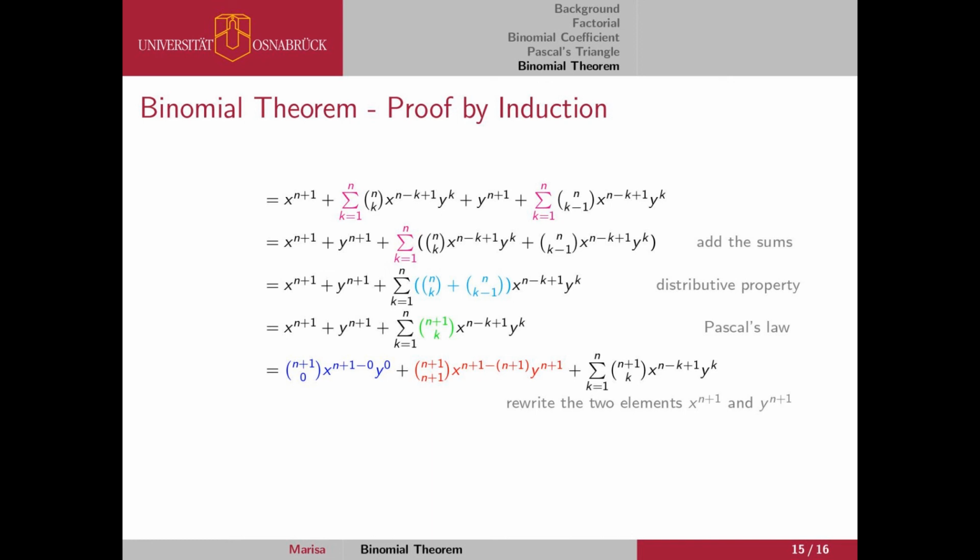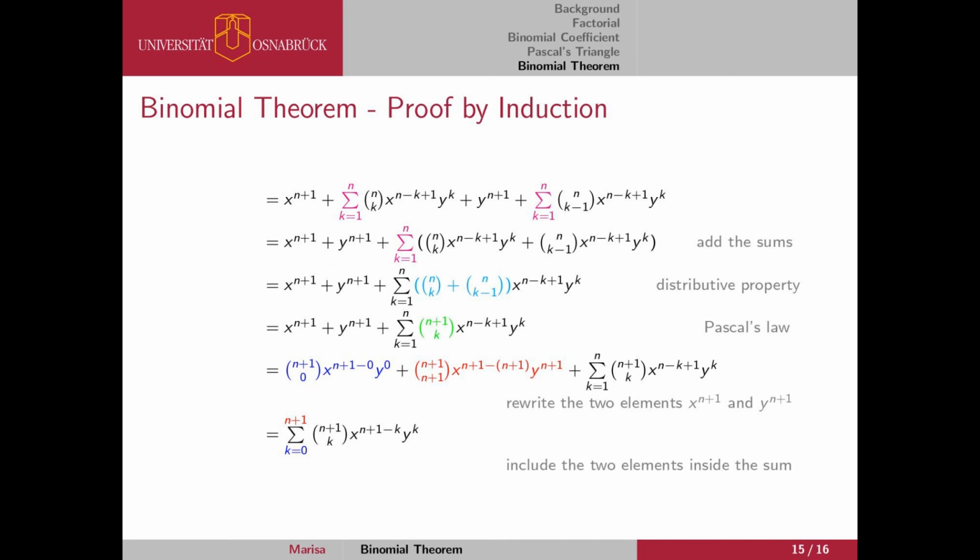And for y to the power of n plus 1, we do the same. We rewrite this as n plus 1 over n plus 1 times x to the power of n plus 1 minus n plus 1 in brackets times y to the power of n plus 1. And this is still exactly the same as y to the power of n plus 1, which it was before, just that it's written in a different way. And by now you should already see that this looks quite a lot like the sum that we have behind, and that these elements somehow can go inside of our sum now.